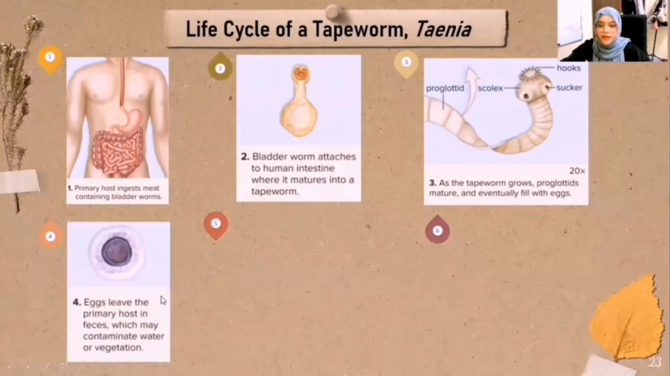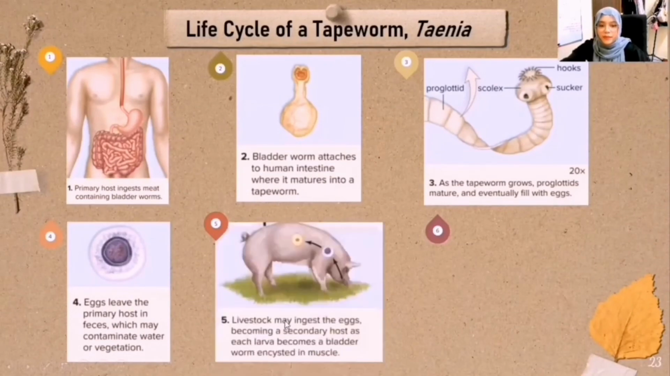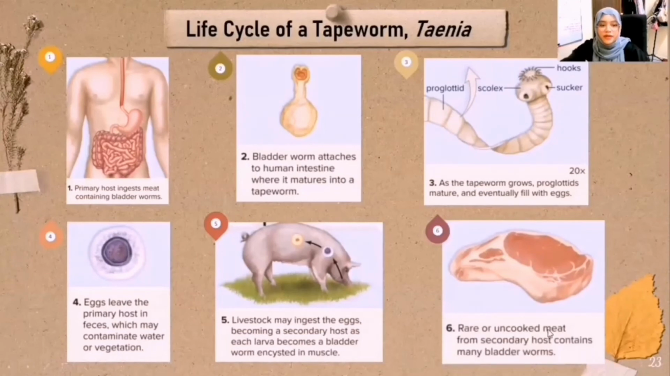And then the eggs will leave the primary host in feces, which may contaminate water or vegetation. And then livestock may ingest the eggs, becoming a secondary host as each larva becomes a bladder worm encysted in muscle. And then rare or uncooked meat from secondary hosts will contain many bladder worms. So humans will become infected with tapeworms when they eat infected meat that has not been thoroughly cooked.